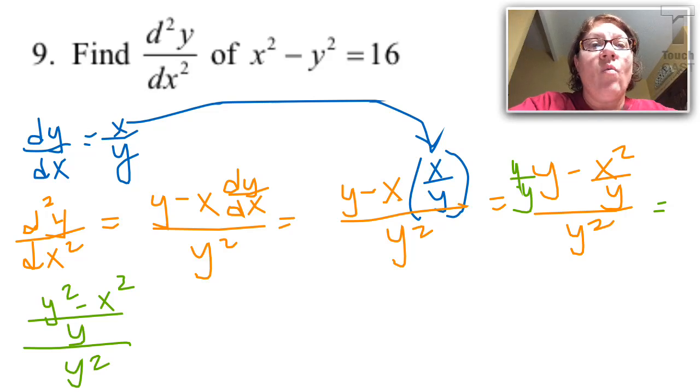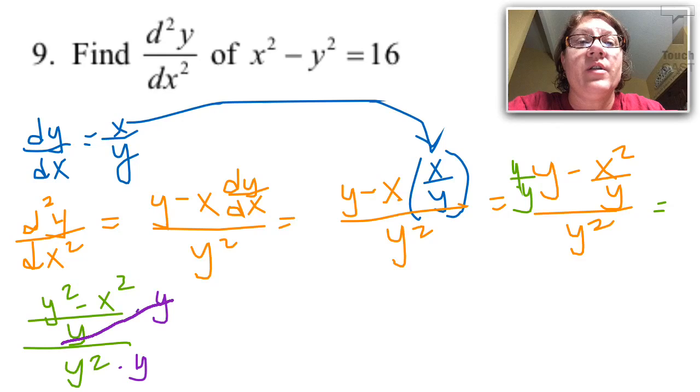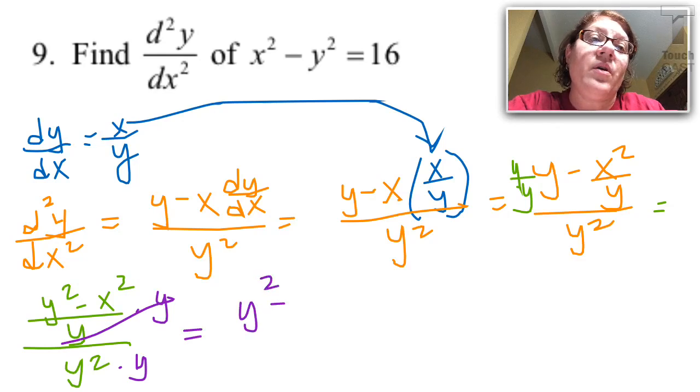Okay, so now I have y squared minus x squared over y squared. Of course, that's illegal, so I'll multiply top and bottom by y because I don't want to have fractions in fractions. I want to kill those denominators. So I have y squared minus x squared over y cubed.